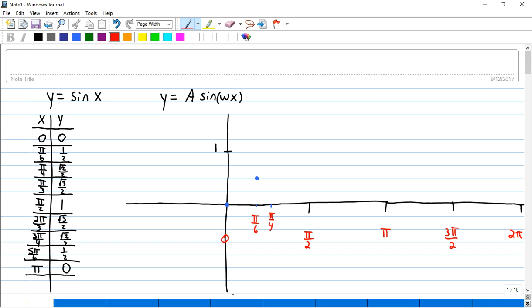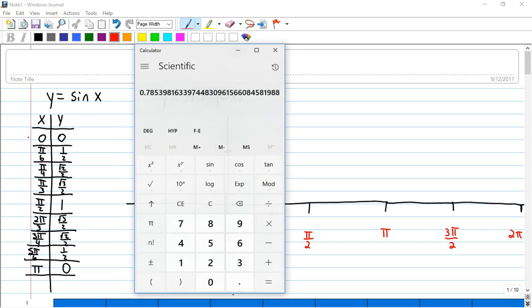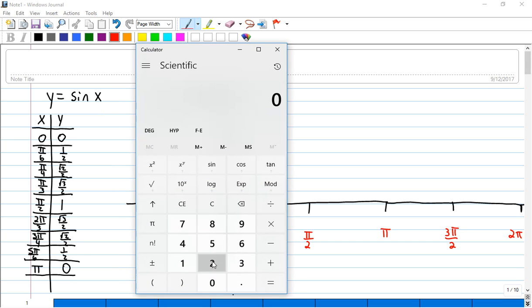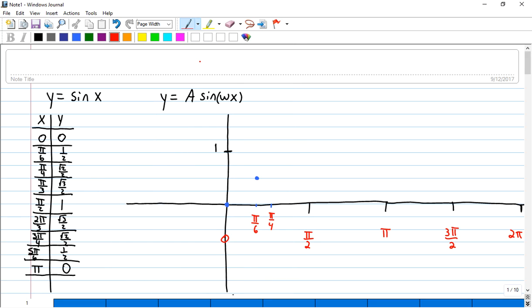Now at pi over 4, my y value is the square root of 2 over 2. So square root of 2 divided by 2 equals 0.707. All right, well, if this is 0.75, then 0.707 is going to be really, really close to it, but just underneath it. Okay, so it's going to be about right there.